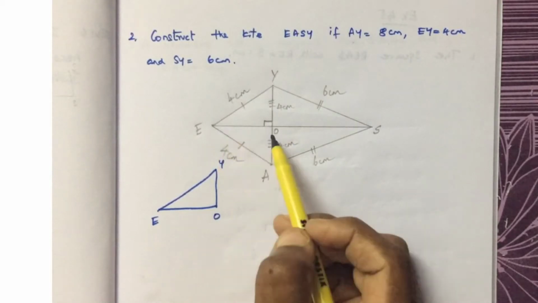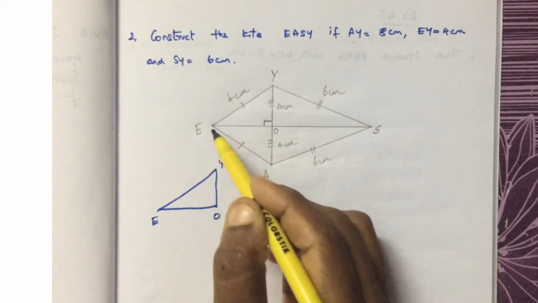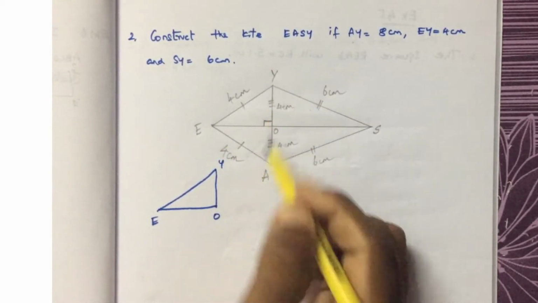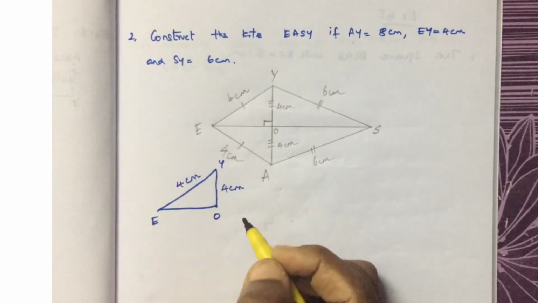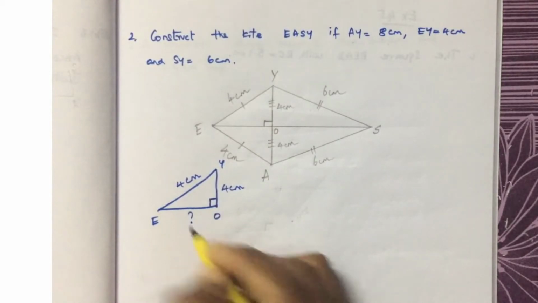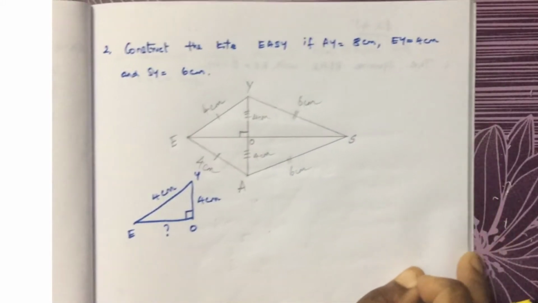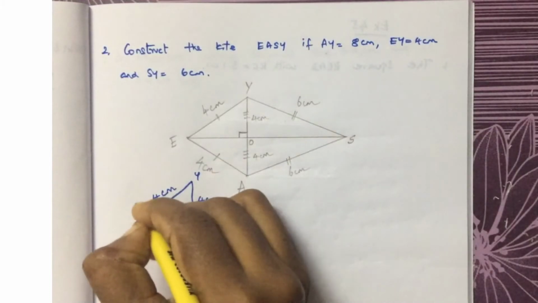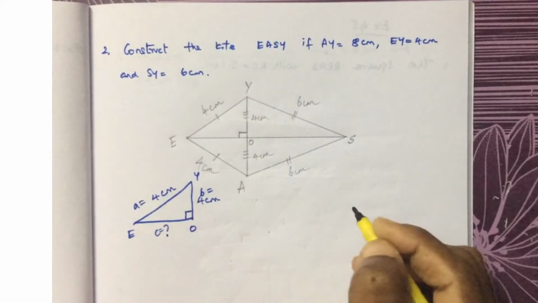So this is EOY. I have taken this triangle alone, EOY. We know that this is 4 centimeter and this is also 4 centimeter. This is a right angle triangle, that is also given. I need to find what this is. Suppose I am taking this as A and this as B, I need to find what is the C.